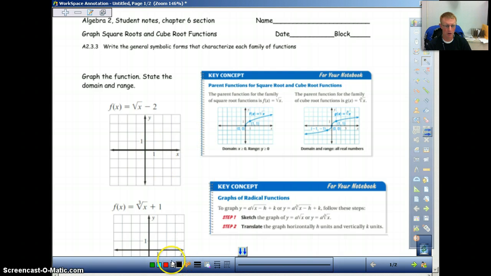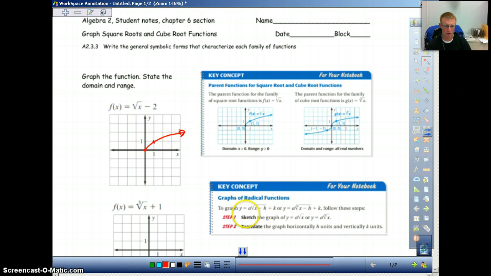When I graph this first one, my parent function is the square root of x. You don't have to do this every single time, but I'm going to go ahead and graph what the parent function looks like. I know this predetermined, this is what it's going to look like, and that's a curve. This point right here is square root of 4 is 2. This point is square root of 1 is 1, and square root of 0 is 0. So there's our parent function.